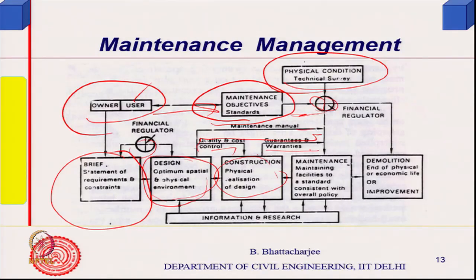If I can't maintain this building, then obviously I go for demolition, end of physical life or functional life, as we said. Or else I continue the maintenance as it is supposed to be, with facilities as needed, according to the currently acceptable standard, and my information flow also takes place, feedbacks are always given, etc. So, this is the role of maintenance in overall maintenance management.